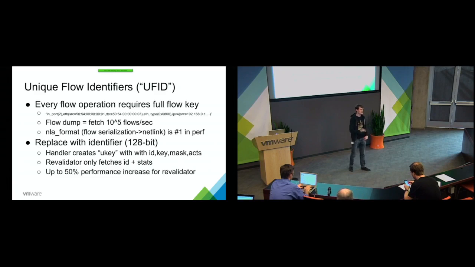So the solution that I've been working on is to replace this with an identifier. When a handler creates a flow cache entry, we send this ID as well as the key, mask, and actions. Now Revalidators can just request only the ID in the stats. So basically the handler creates a cache of the key, mask, and actions that the Revalidator can use later on. This means that we don't have to transfer all of that information down to the kernel, or up from the kernel and back every time that we want to dump flows. And so there's another sort of 50% performance increase for Revalidators there, which gets us to around about the 200,000 number of flows.